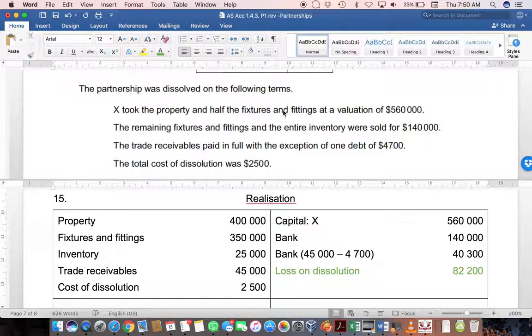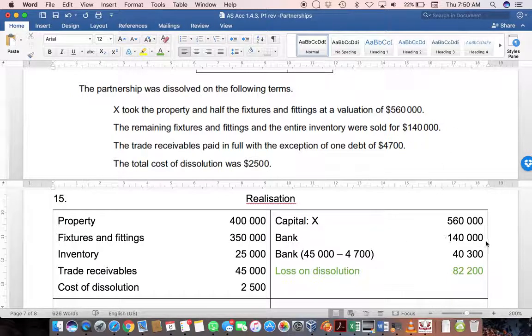We can then use the dissolution information. X took the property and half the fixtures and fittings. We don't need to worry about the fact that it was just half the fixtures and fittings. The important thing is that X is taking out $560,000. And although it's not in the form of cash, it's in the form of assets, that's absolutely fine. What it means is that we are actually going to credit realization with capital, because X's capital account will be debited by that amount as if he had taken cash.